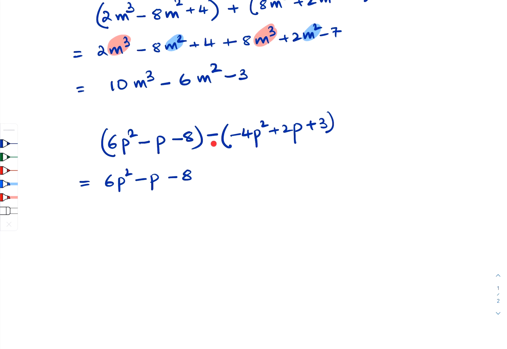And then here, because of the negative sign, now here's something interesting. When there's a negative sign outside the parentheses, you have to flip every single sign inside the parentheses, okay? Which means the negative 4p squared becomes positive 4p squared. The positive 2p becomes negative 2p, and the positive 3 becomes negative 3, okay? And now we're going to combine like terms. The p squared and the p squared get combined. So 6 plus 4 is 10p squared. Then you have the negative 1p and negative 2p. So that's a total of negative 3p. And then you have the negative 8 and negative 3. That gives you a negative 11.